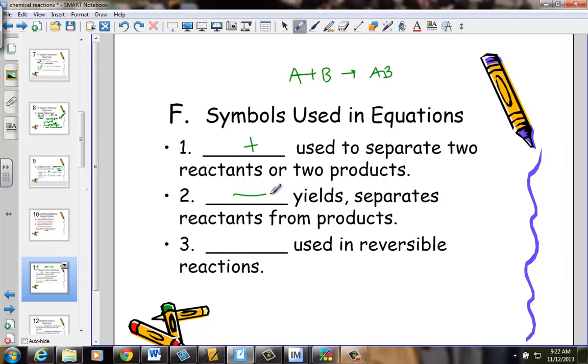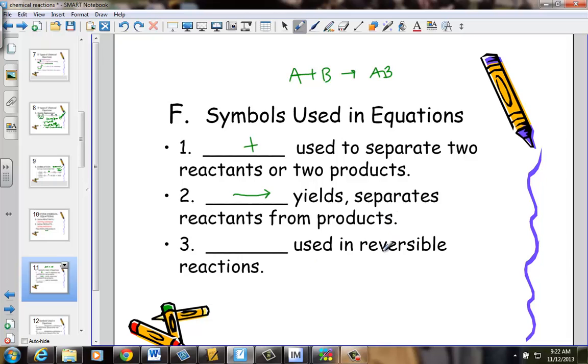We use the arrow pointing to the right for reactants yielding products. The arrow separates the reactants from the product side. The arrow is often said yields, produces, goes to, forms. So many correct choices for that arrow.